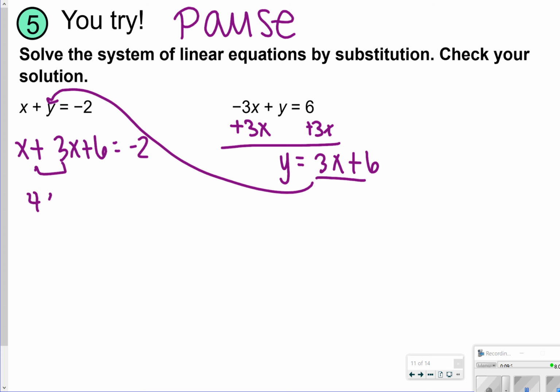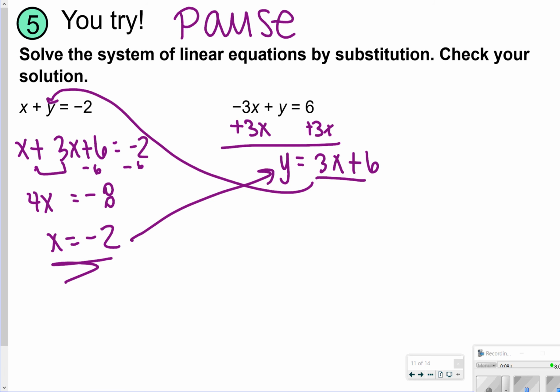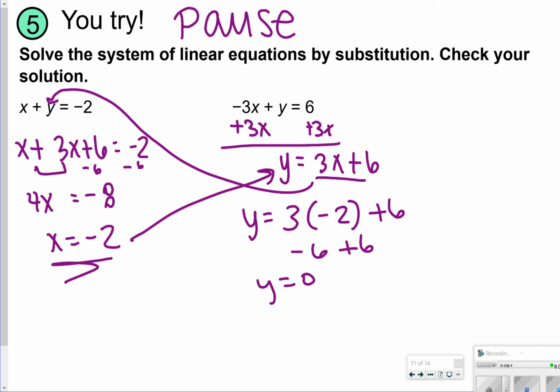Combine like terms, I get 4x, and then subtract 6 from both sides to get x by itself, I get negative 8. x is equal to negative 2. Then I can take this x is equal to negative 2 and plug it back into that y equals. So y equals 3 parentheses negative 2 plus 6. That is negative 6 plus 6, so y is equal to 0. So my answer for number 5 would be negative 2, comma, 0.